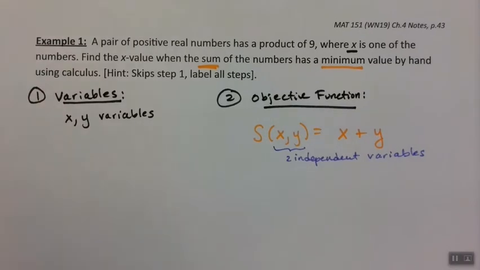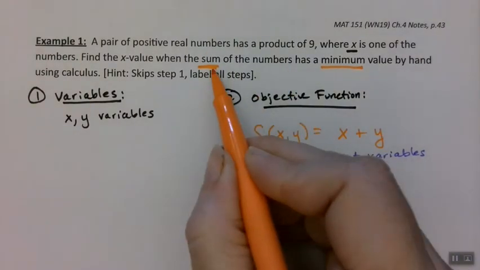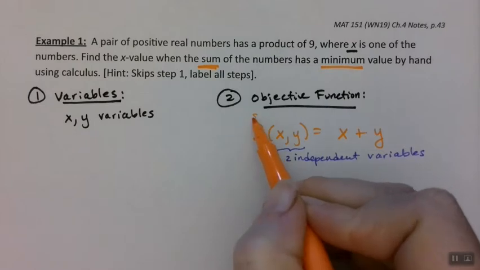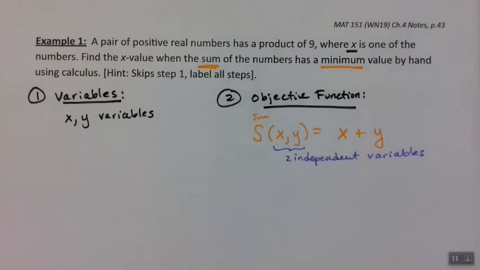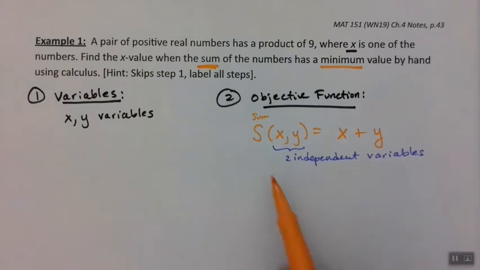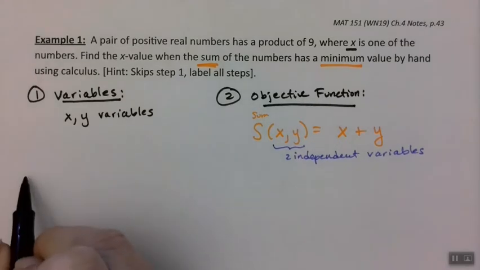And capital S stands for sum, right? So that's why it's capital S. If I was doing product, say, I would make it capital P, that kind of thing. All right, so I have my objective function. Wonderful. Now I need my constraints. So that's step 3 over here.